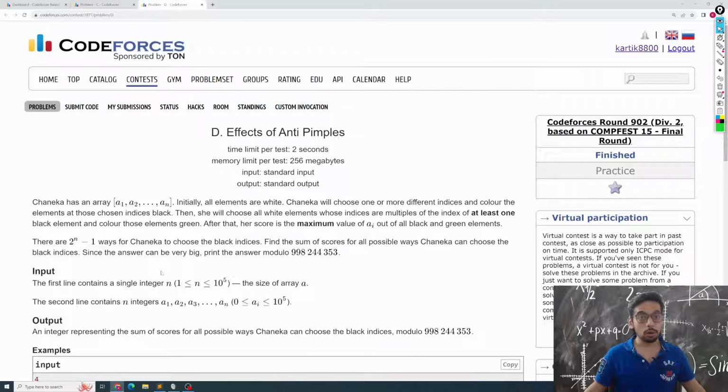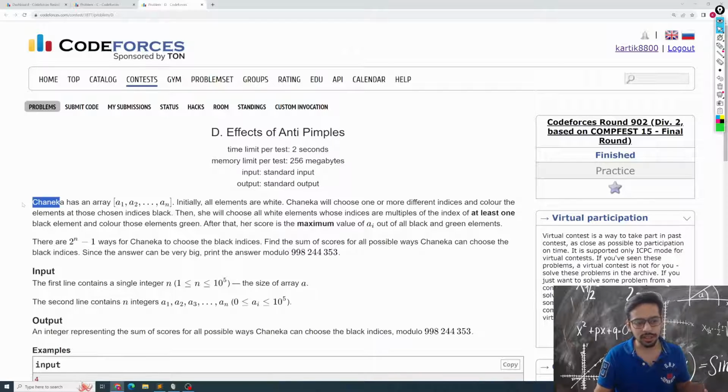So this is another good problem. Now there is an array from A1 to AN. Chanika will select some indices and paint those indices black. For the selected indices which are black, we will now select all the multiples of a given index and paint them green. Finally, what all indices are black and green, pick the maximum value amongst those, and that is going to be your score for that selection.